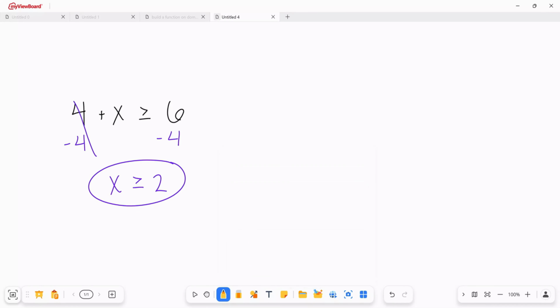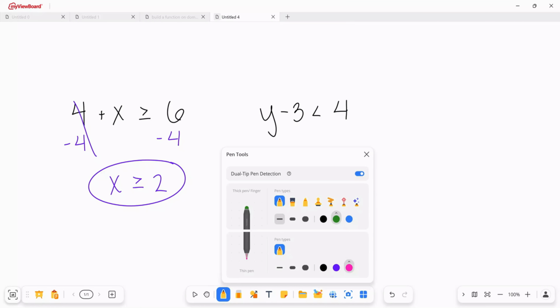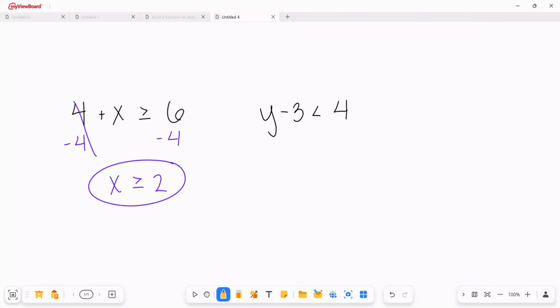All right, same thing happens if I have subtraction. So let's use a different letter. So y minus 3 is less than 4. And again, coming up with these literally off the top of my head. Looking at my inequality sign, we've got to figure out what we need to move away from y to get it by itself. In this case, 4 plus 3 would then give me 7. So y is less than 7.